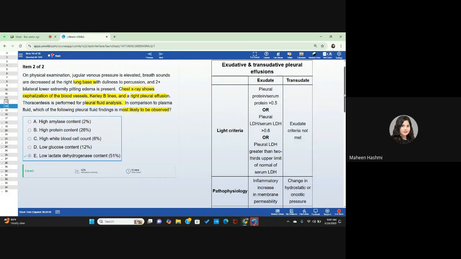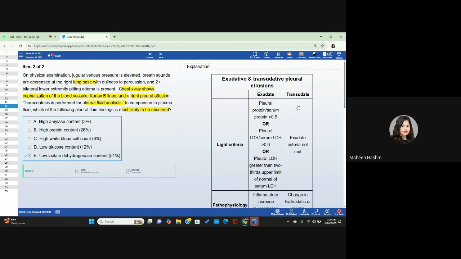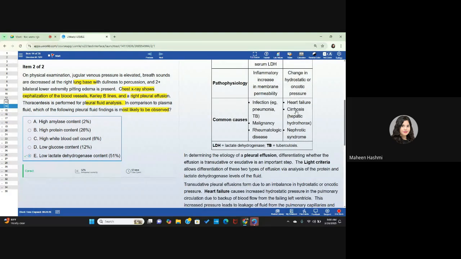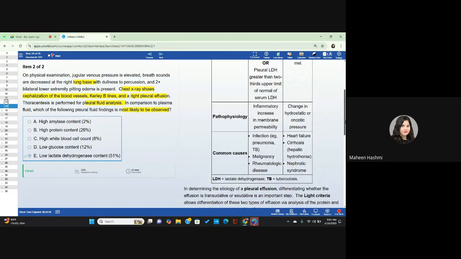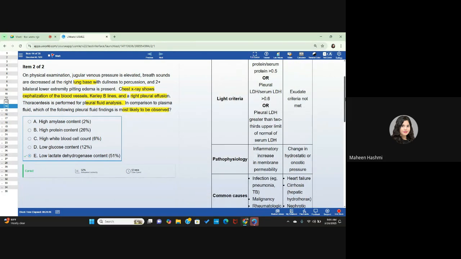Again, where do you see exudative pleural effusions? In what conditions? Pneumonia. Pneumonia, very good. So infection, pneumonia, malignancy, rheumatological disease. Transudative, you see in heart failure. Most of the times you see it in heart failure, cirrhosis, nephrotic syndrome. And in order to differentiate that, we use this Light's criteria to differentiate.